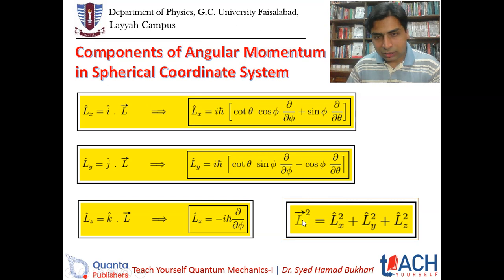And moreover, this is L square, which is equal to Lx square plus Ly square plus Lz square. We call this factor the total orbital angular momentum. हम इसको बहुत ज़्यादा यूज करेंगे अपने नेक्स्ट लेक्चर्स में. सो रिमेंबर, Lx, Ly, Lz are the components of the angular momentum, and L square is the total orbital angular momentum. So these were some basic information about the angular momentum in Cartesian coordinates and in spherical coordinates.